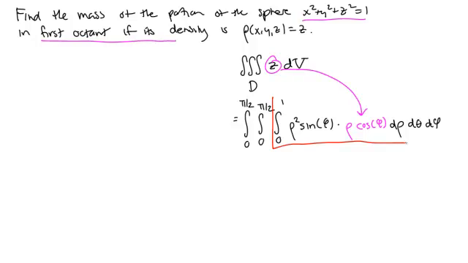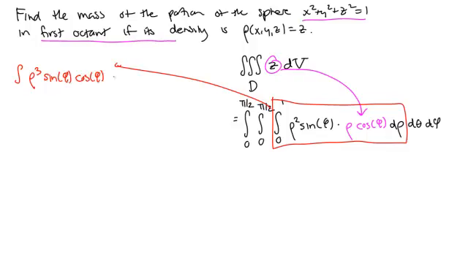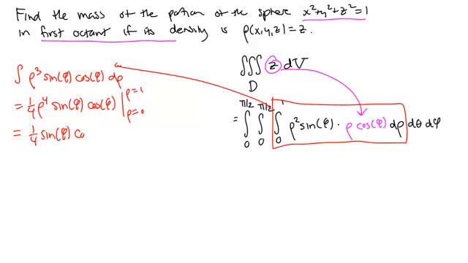If we focus on this inside bit first, then this becomes the integral of rho cubed times the sine of phi times the cosine of phi d rho, which means we have 1/4 rho to the 4th power times the sine of phi times the cosine of phi, which we can evaluate from rho equals 0 to rho equals 1. And so at rho equals 1, this becomes 1/4 times the sine of phi times the cosine of phi, which we can then plug in here.